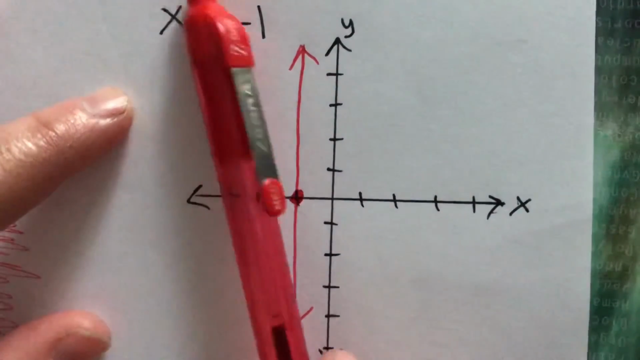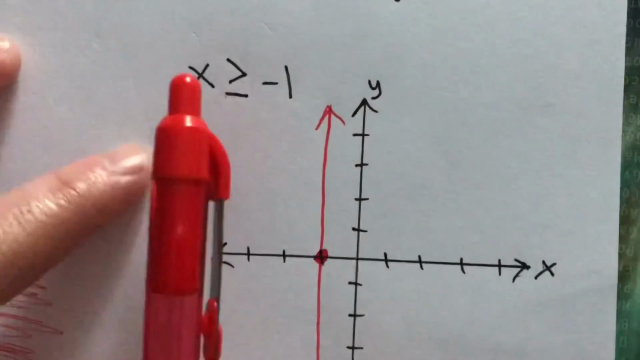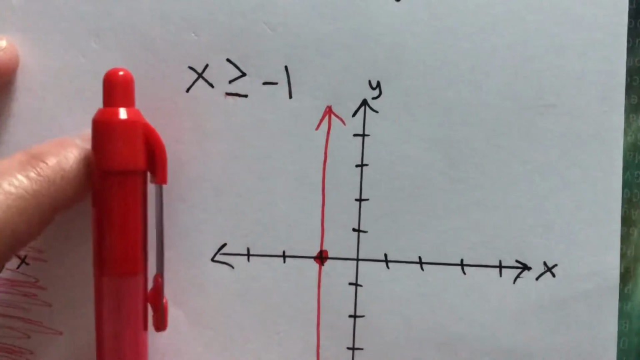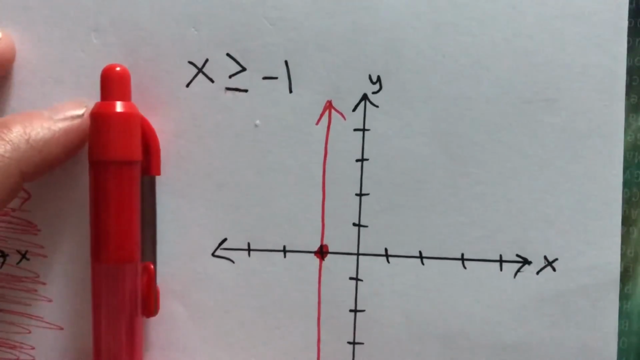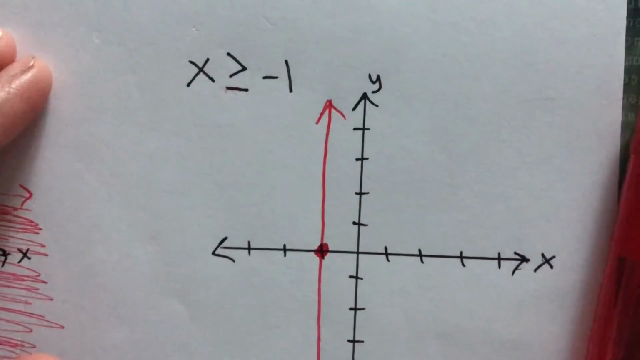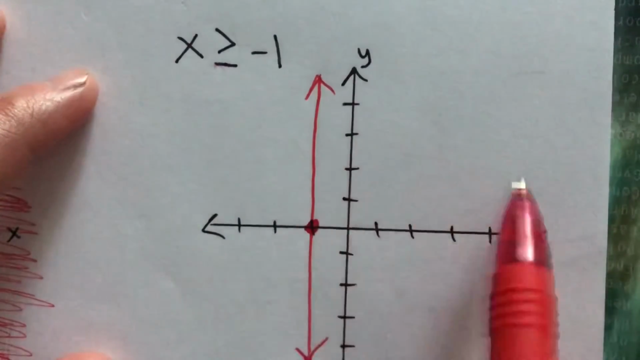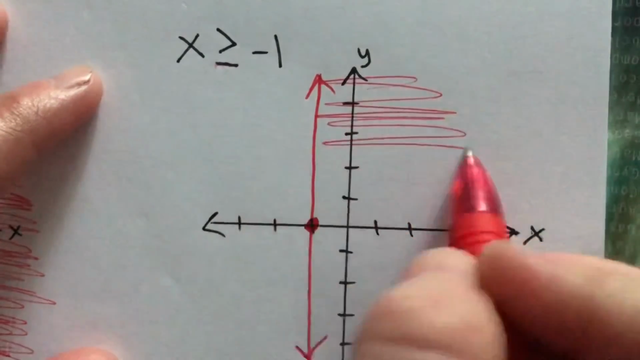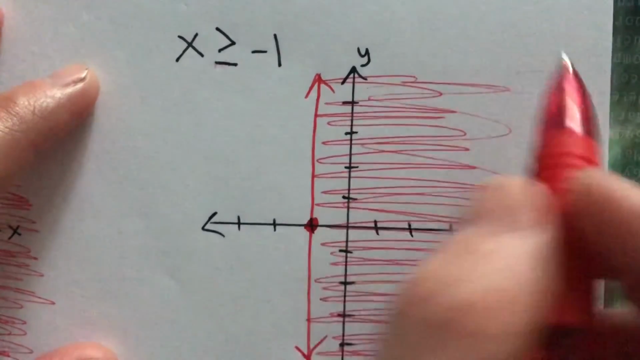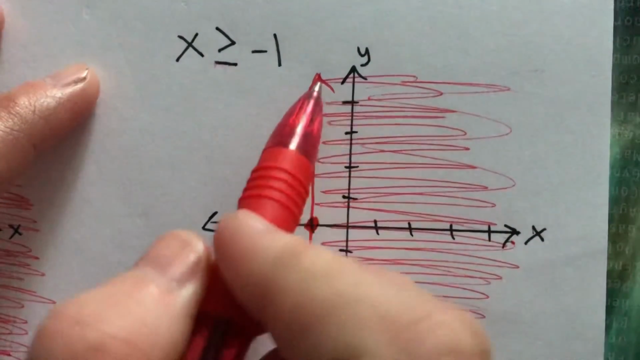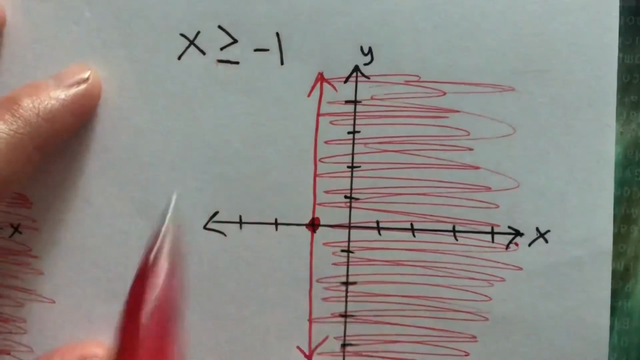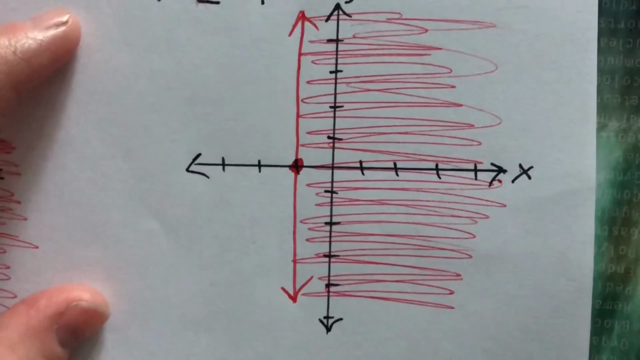And then how do I know which direction to shade? Do I shade to the left or to the right? Well, think about it. X is bigger than or equal to negative 1. So which direction are all the numbers bigger than negative 1 on the x-axis? Well, these are all negative numbers, but these numbers are bigger than negative 1, right? So I'm going to shade everything to the right of my line. So in this case, all of the points in the shaded area and on this line are solutions to this inequality. See what I mean?